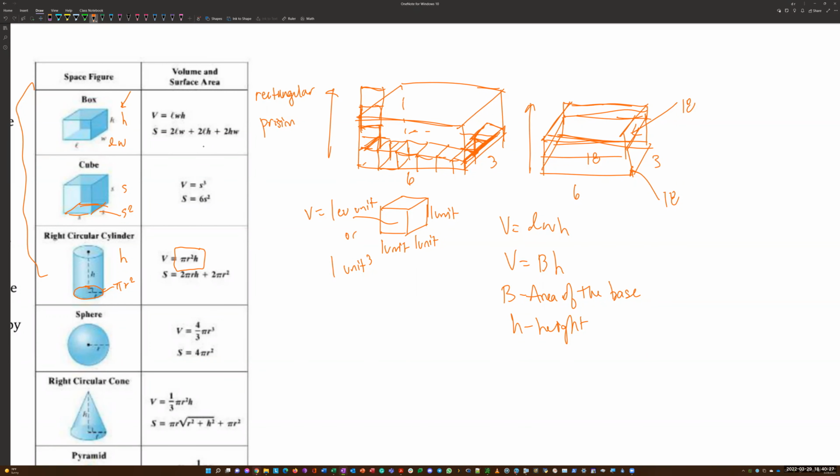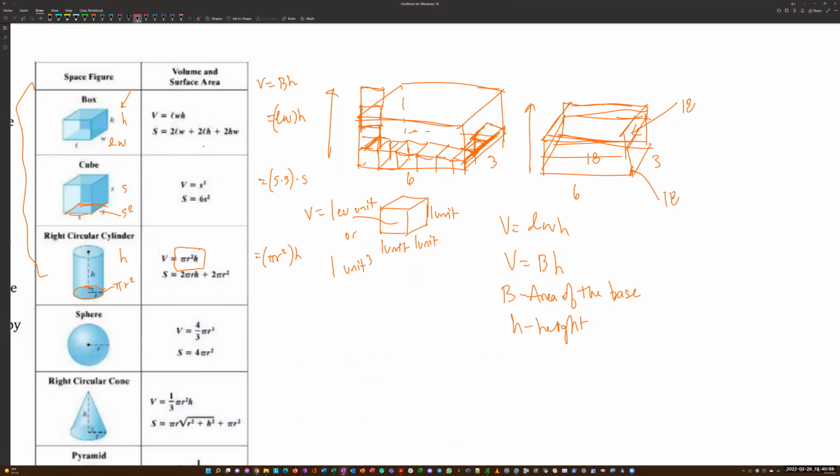So all you really need to remember is that the volume is going to be base times height for the first three here. This one is length times width times height. This one is S times S times the height, but the S is the height also. This one is pi r squared times the height. Does that make sense?